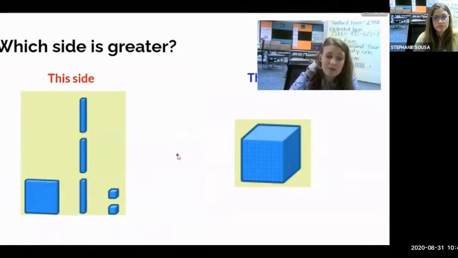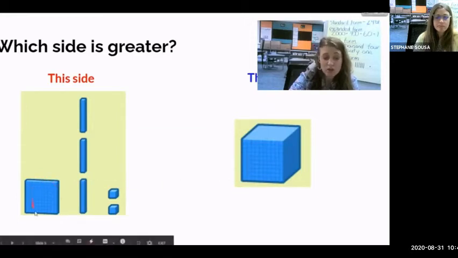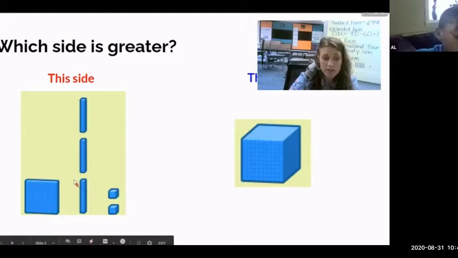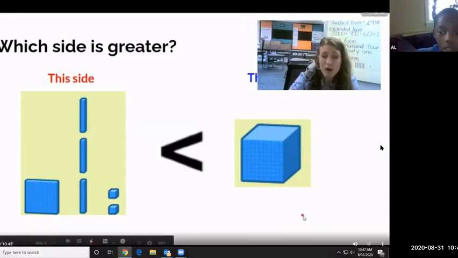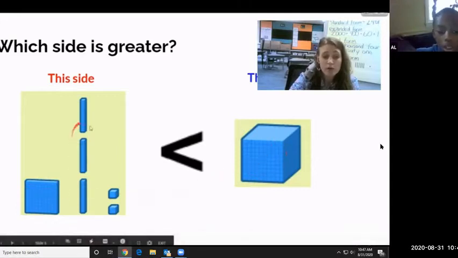But that reminds me that the number of items doesn't matter. It's the value that they have. So if we were to look at this cube, there would be 1,000 ones in here. See all those tiny squares? Those are all individual ones. So this is worth 1,000. This is only 100. So this is 100, 110, 120, 130, 131, 132. So Bobbert was right. 1,000 is greater than 132.